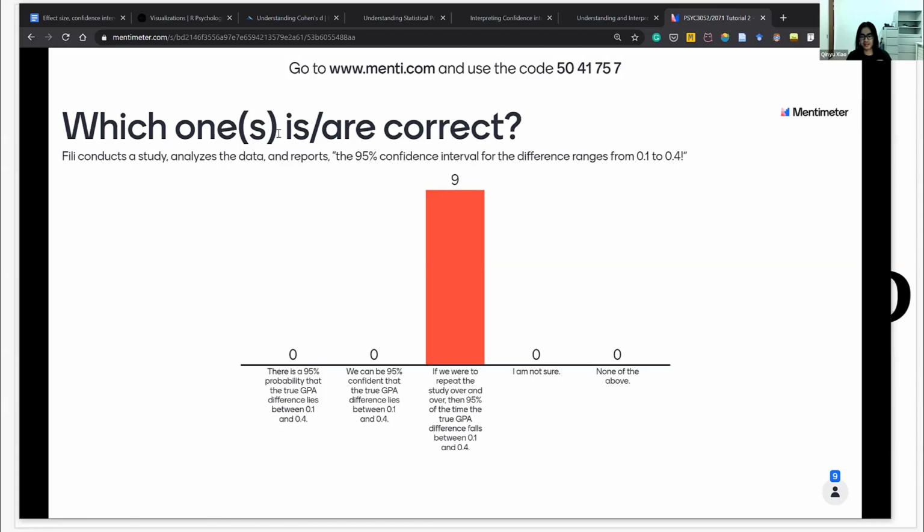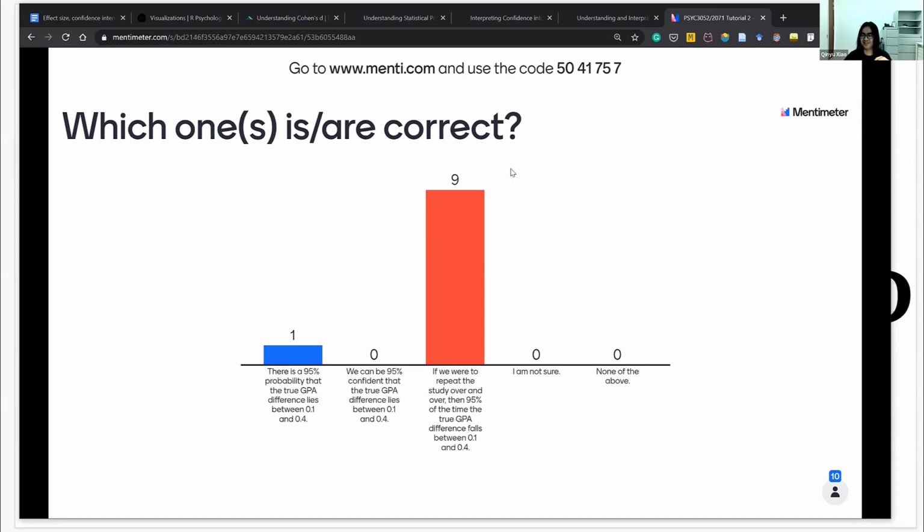Okay. It seems that the majority of you choose option 3: if we were to repeat this study over and over, then 95% of the time the true GPA difference falls between 0.1 and 0.4. Oh, we got a response. Actually, that's a multiple response question, so it's not necessary that there's only one option. That's correct.